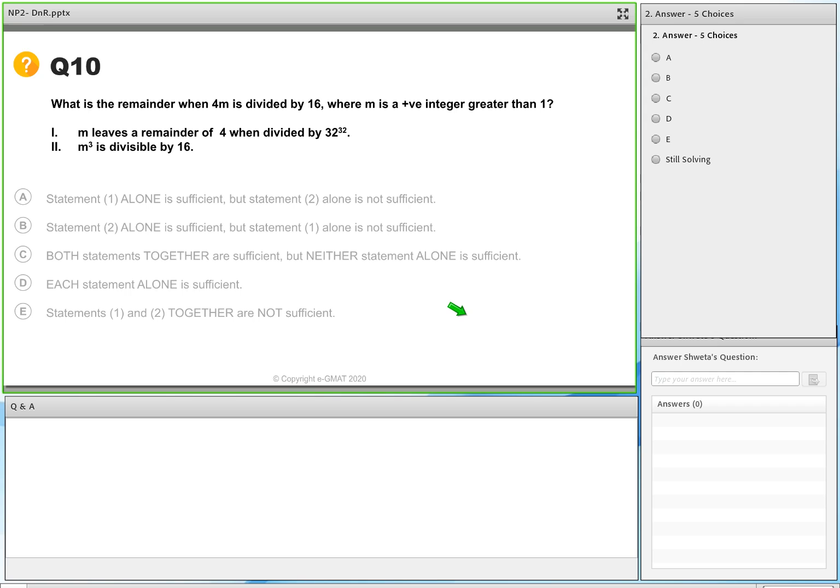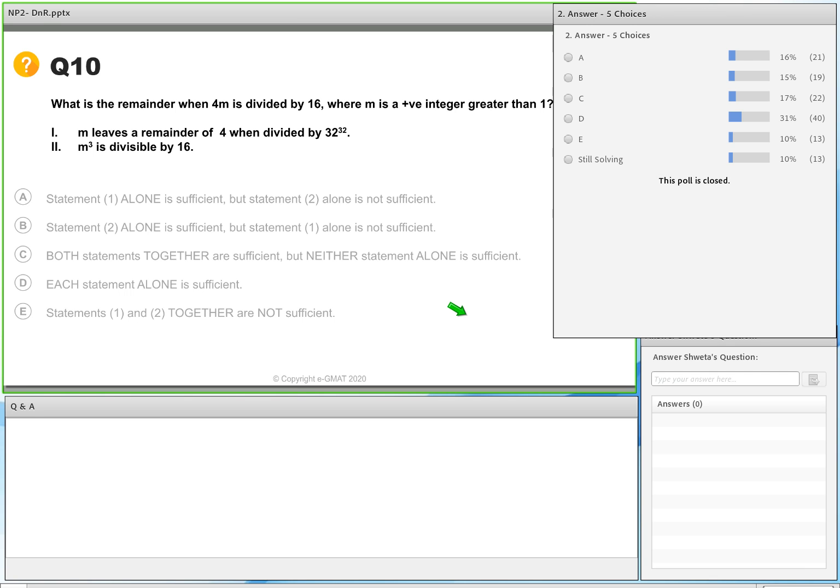Ending the poll in 10 seconds. All right, so here are your responses. You can again see A, B, C are all at a tie. They're almost the same number of votes. D is at a slight majority, 31% of you went with D. And E got the least number of votes, 10% of you went with E.